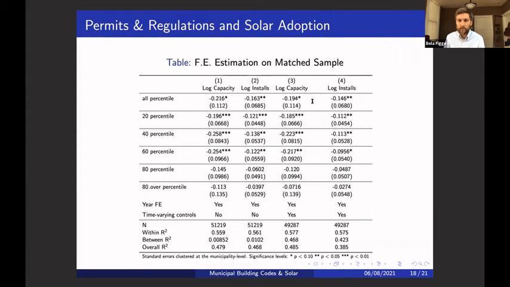And what we also see is that the effect on capacity is larger than the effect on the installations. This would suggest perhaps that investors and homeowners are opting for smaller installations, right? For example, just on the roof that's not visible from the street. But they don't necessarily forgo solar altogether. And to give you a sense of the size of these estimates, this is in percentages. So about a 14% reduction in a given year in the number of installations in a municipality that has these types of policies.